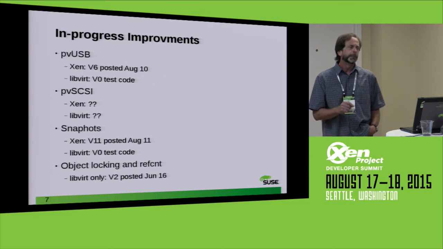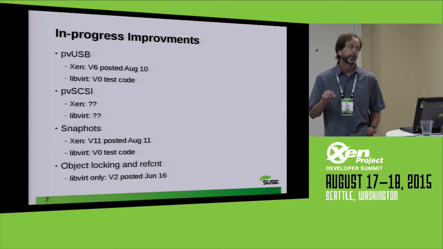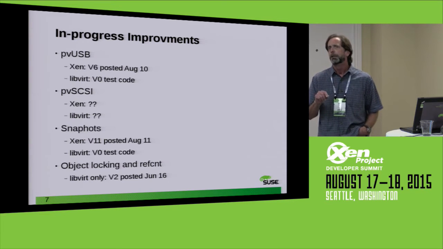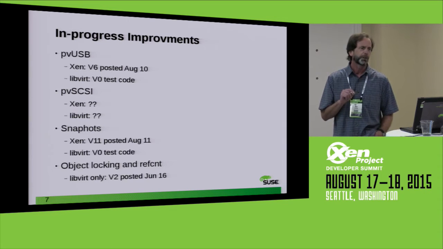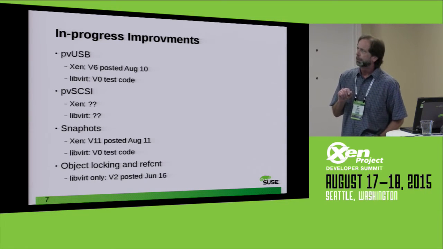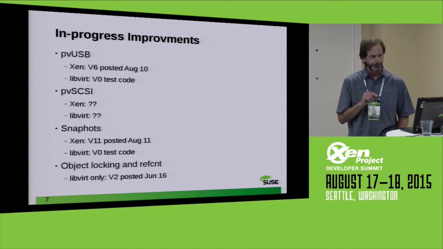PV-SCSI: there is no support currently in libvirt for PV-SCSI. There is in libxl to some extent. I'm really not sure what the progress is there. I know Olaf Hering, another colleague at SUSE, is working on some PV-SCSI related stuff, and I wanted to talk to him about the status of this before this talk, but I never did get around to it. So I'm really not sure what's going on there, but there's work to be done, I think, both on the Xen side and certainly on the libvirt side.